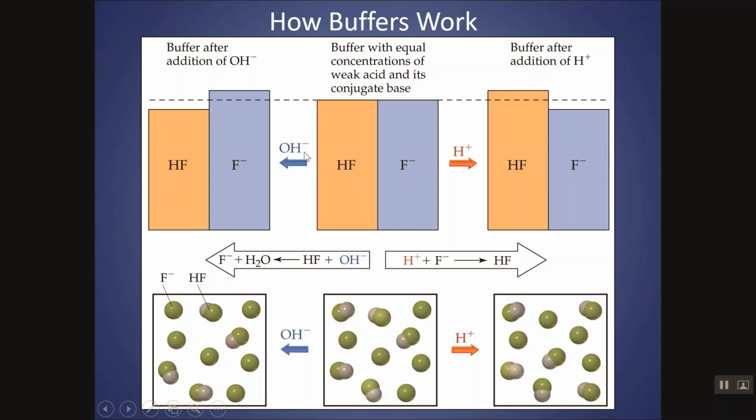And vice versa, if I add OH minus, the HF could react with it, as shown down here, pick it up, and turn into the conjugate base. The F minus would increase, HF would decrease, but again, as long as I start with relatively large and equal concentrations, that change won't be super substantial, and this can resist large changes in pH.